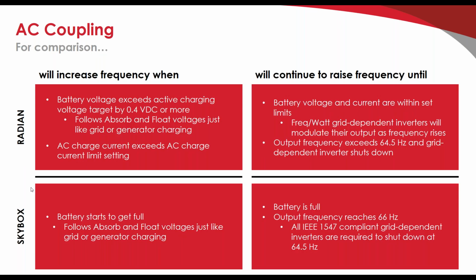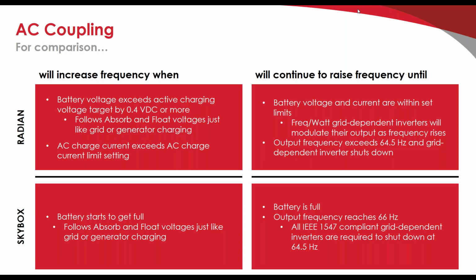Okay, so for comparison between Radian and SkyBox, a Radian will increase frequency when battery voltage exceeds the active charging voltage target by 0.4 volts DC or more, and then it follows the absorb and float voltages just like a grid or a generator is charging the battery. And then the AC charge limit, Radian will also increase frequency when the AC charge current exceeds the AC charge current limit setting.